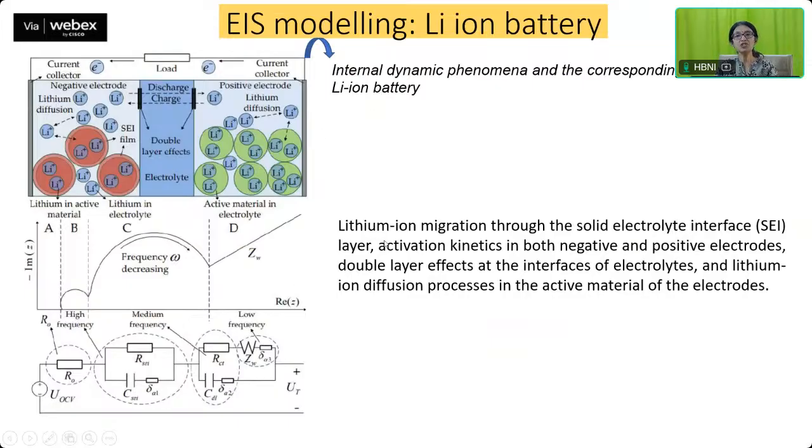They are lithium-ion migration through the solid electrolyte interface layer, activation kinetics in both negative and positive electrodes, double layer effects at the interface of electrolytes, and lithium-ion diffusion processes in the active material of the electrode. These are the four different things happening when your cell is cycling. With this plot, when the EIS spectrum is generated, this is the equivalent circuit. When you fit to it, you get all these values: the resistance of the cell, the resistance of the SEI layer, the charge transfer resistance, and how these processes change with cycling.